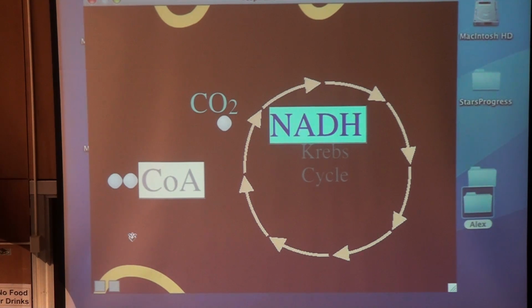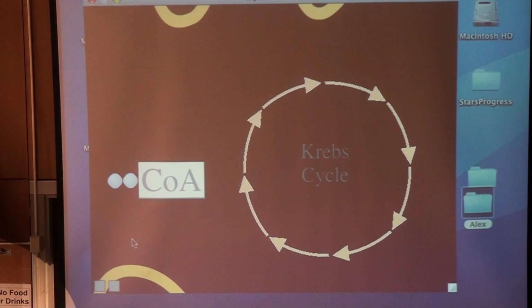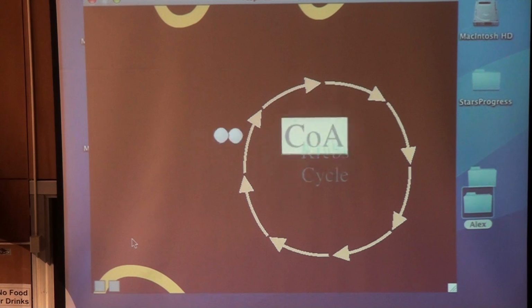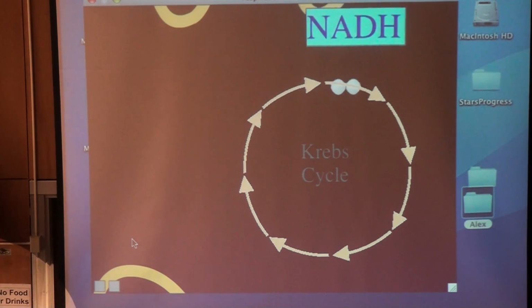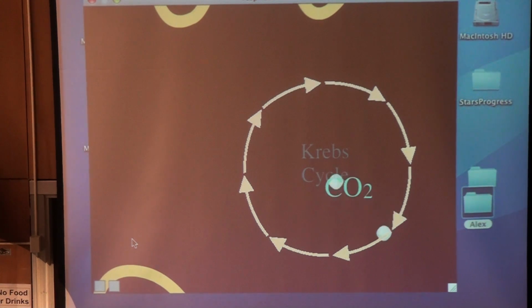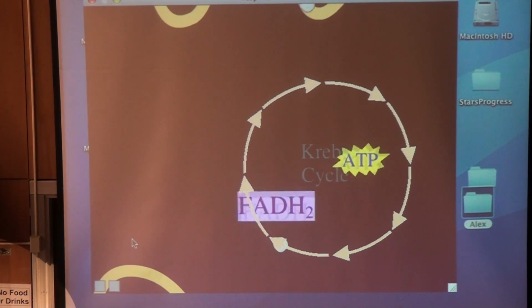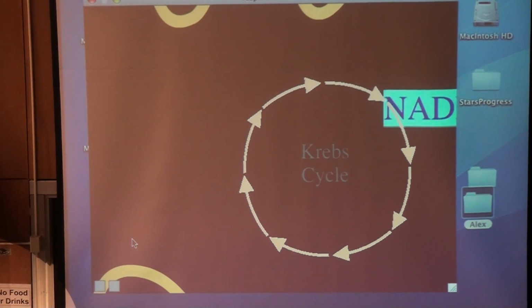So for each acetyl group that goes through, it gets fully oxidized to 2 carbon dioxides, and you get 1 ATP, 3 NADHs, and 1 FADH2. But of course, there were 2 acetyl groups you got per glucose, and so the actual yield per glucose is twice what I've listed there. Inner compartment of the mitochondria, acetyl groups into 2 carbon dioxides, and double all those yields I told you about. 6 NADHs, 2 FADH2s, and 2 ATPs.